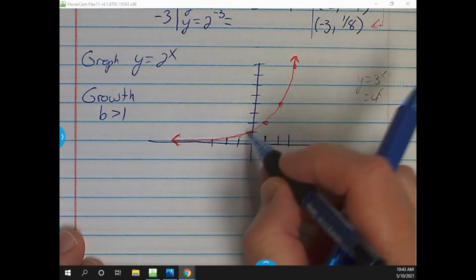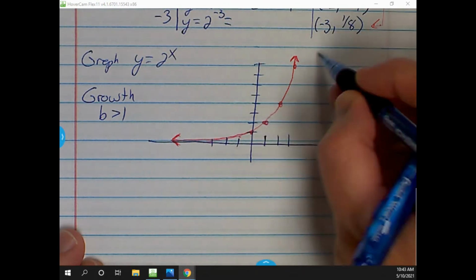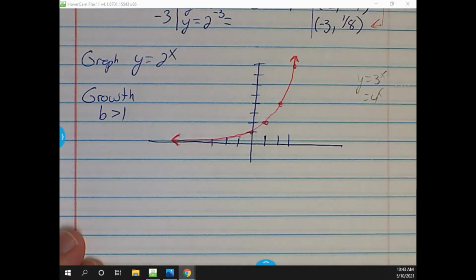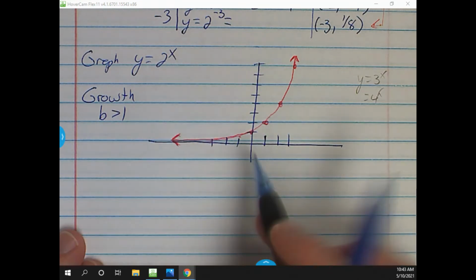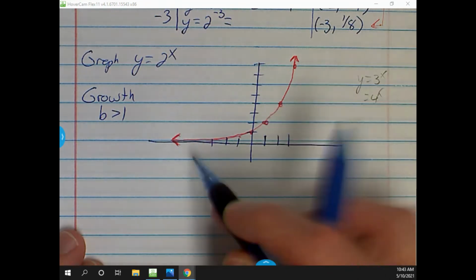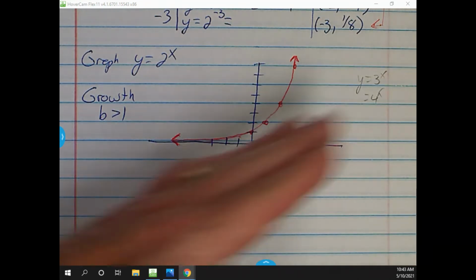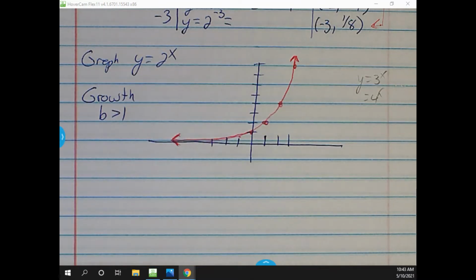Now, it might not be quite as steep, or it might be a little bit more steep, depending on the number you put in there. But whether it's 2 or 3 or 4 or 5 for your base, anything bigger than 1, it's always going to have the same basic shape to it. Maybe a little flatter, a little steeper, but overall, it's going to have that same basic shape.